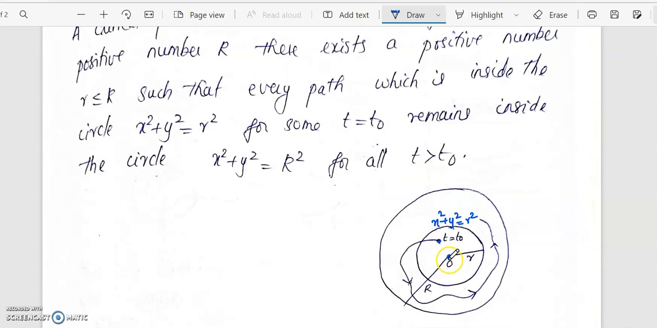This means the origin O, and you have a circle x square plus y square equal to r square. For some t equal to t naught, take a path inside this circle. When t is greater than t naught, the path will be traced in some particular direction. The critical point is said to be stable if there exists another circle x square plus y square equal to capital R square, such that as t increases, the path stays inside this circle.